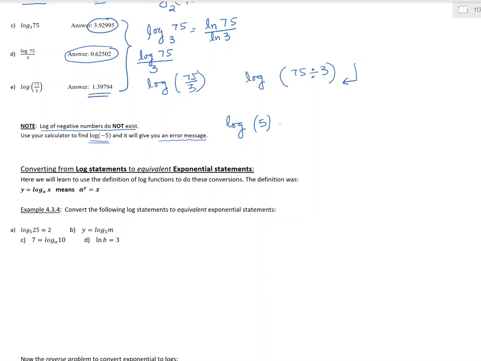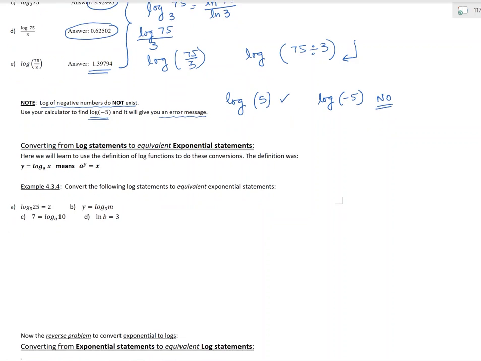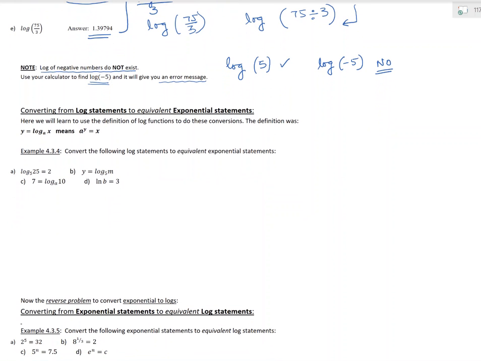So log of 5 makes sense. Log of -5 makes no sense. Okay, now moving on to a very important exercise, and that is converting log statements into equivalent exponential statements.